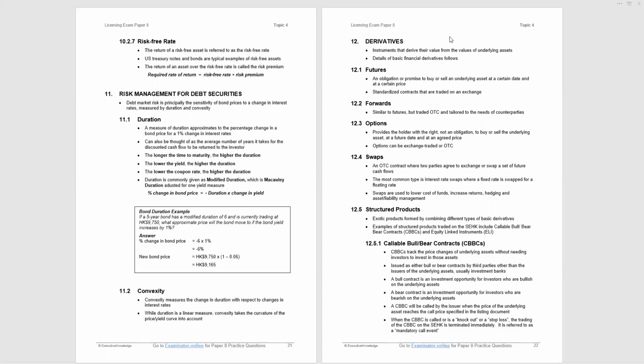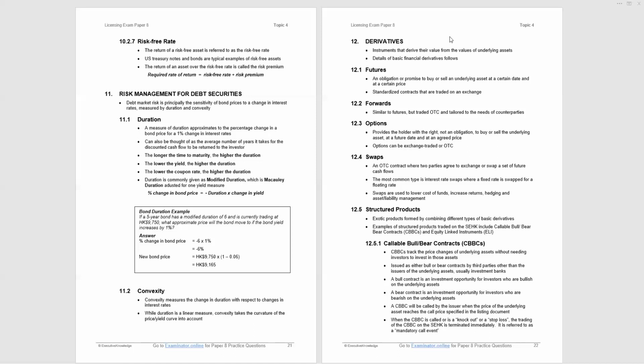9,165. Now, duration technically is the gradient of the price yield curve, and we get that through first stage calculus, but we don't have to go there at all. I'm just introducing that because the curvature of the curve may not be reflected in the calculation of the straight line to the curve. So convexity measures the change in duration with respect to changes in interest rate, while duration, just as I've said, is a linear measure of the tangent. Convexity takes the curvature of the price yield curve into account.